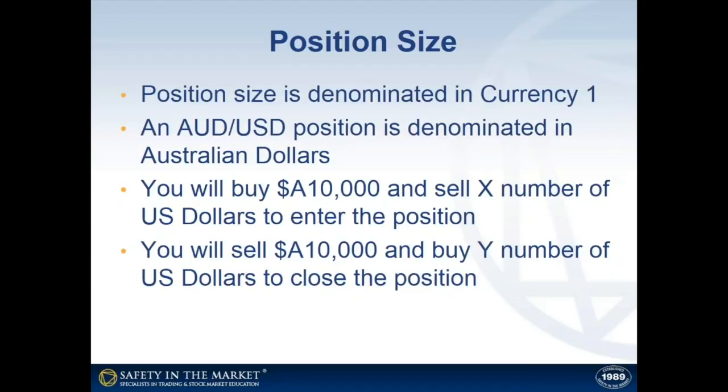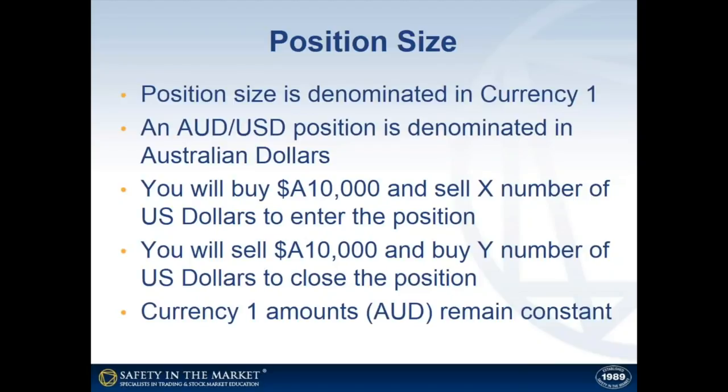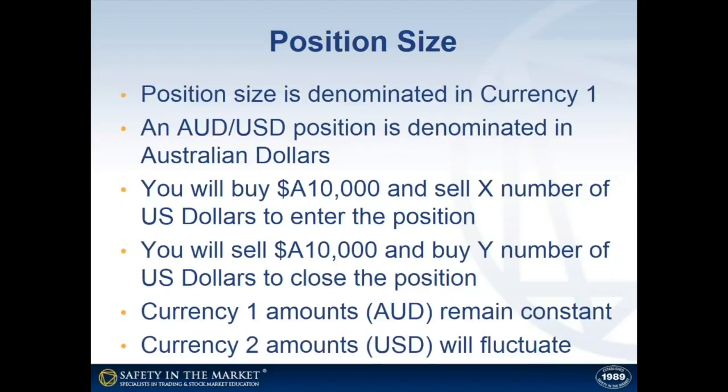Okay, that's why your profit or loss is denominated in currency number two, because currency number one is stable, it stays the same. So currency one, just remember that the Aussie dollar amounts in this case, currency one amounts remain constant. Currency two amounts will fluctuate. As I said, unless you get out at the exact same price that you got in, there will be a different amount for currency number two.